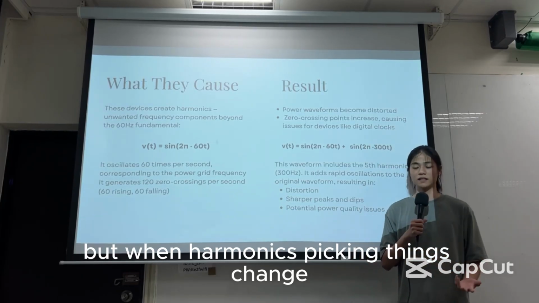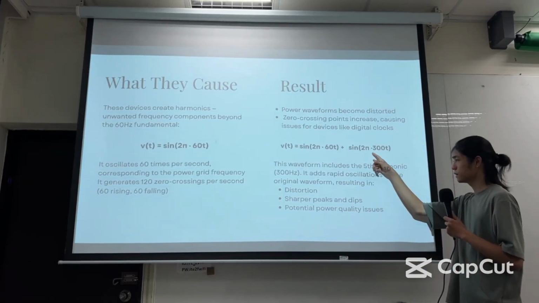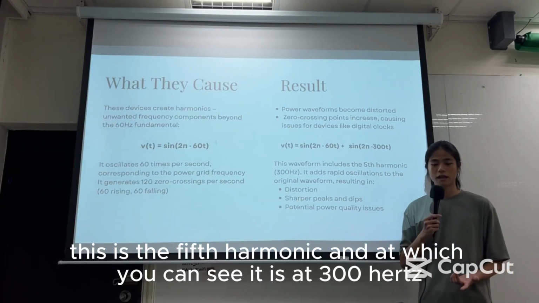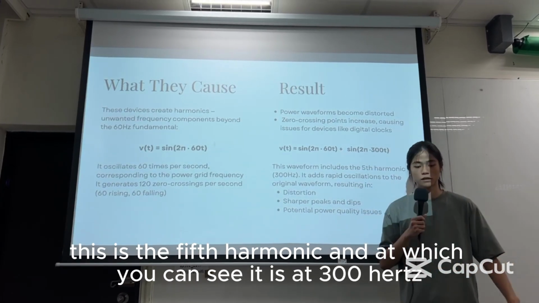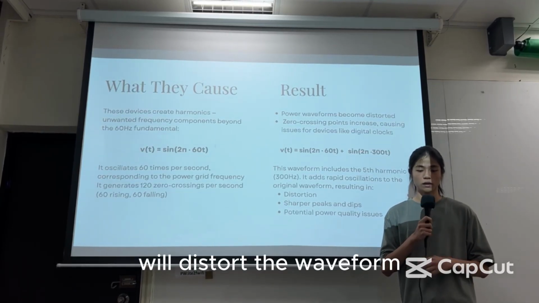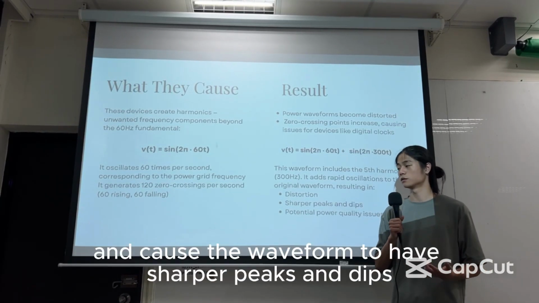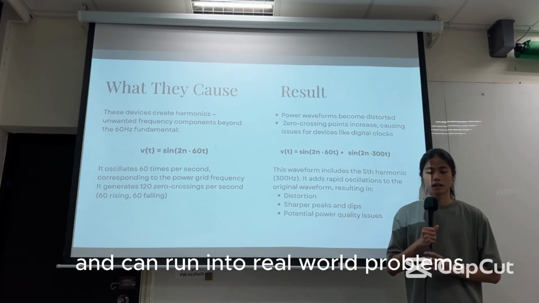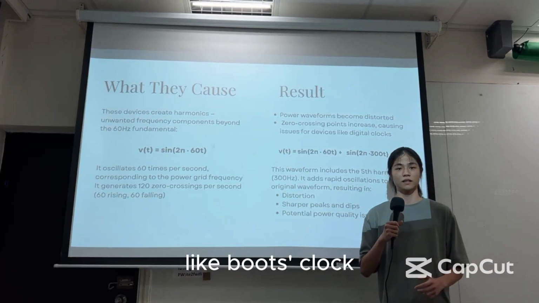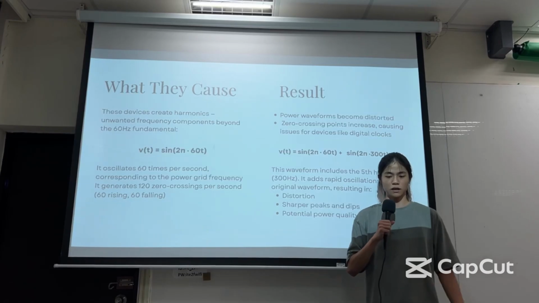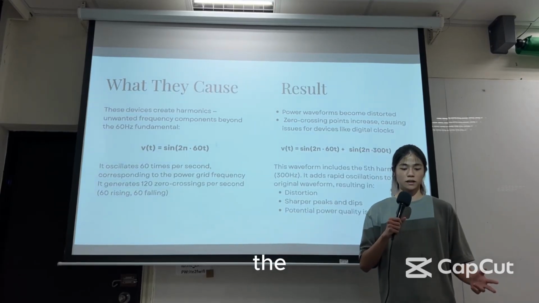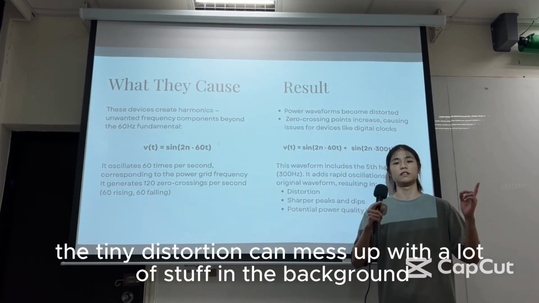But when harmonics kick in, things change. For example, this one. This extra sine wave right here is the 5th harmonic, and you can see it is at 300 Hz. That extra sine wave will distort the waveform and cause it to have sharper peaks and dips, and you can run into real world problems like devices misreading zero crossings, like Dora's clock, or potential quality issues. So even though we don't see it, the tiny distortion can mess up a lot of stuff in the background.